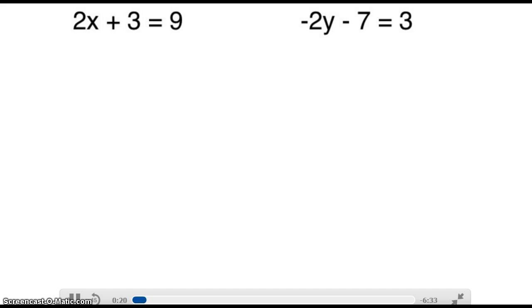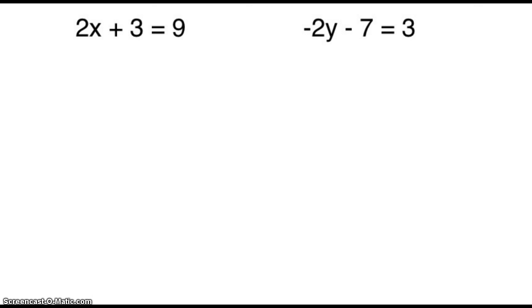Solving two-step equations. You want to add or subtract first and then multiply or divide. We're starting off with the equation 2x plus 3 equals 9. I'm going to draw a T-chart to start off with. If you don't like it, you're welcome to just continue to solve the equation without it.